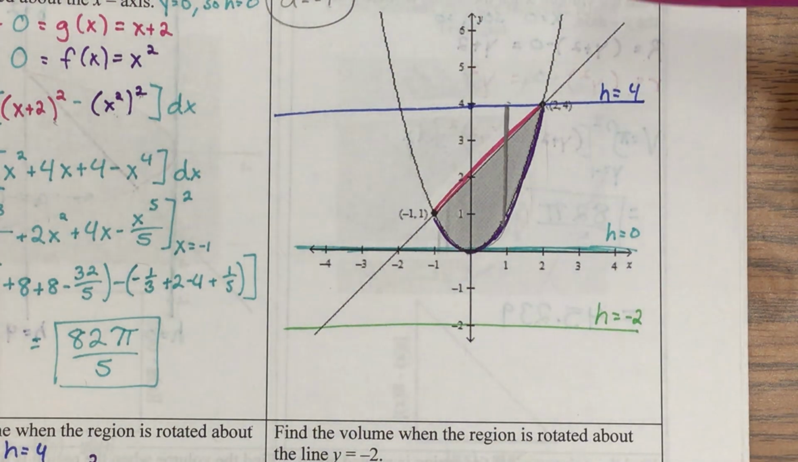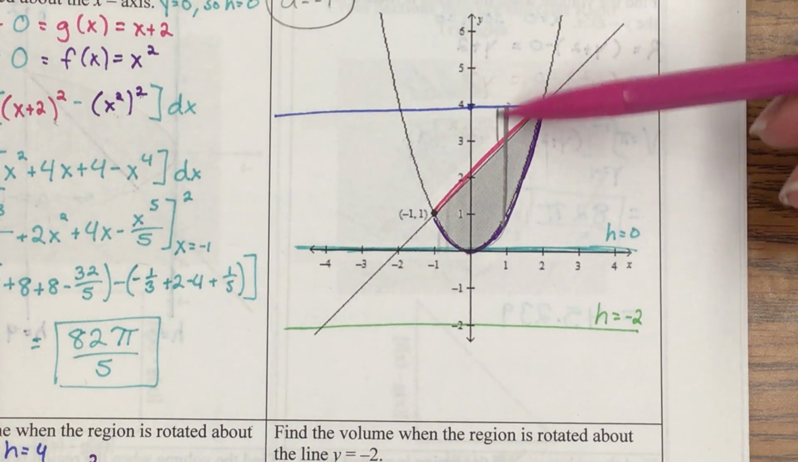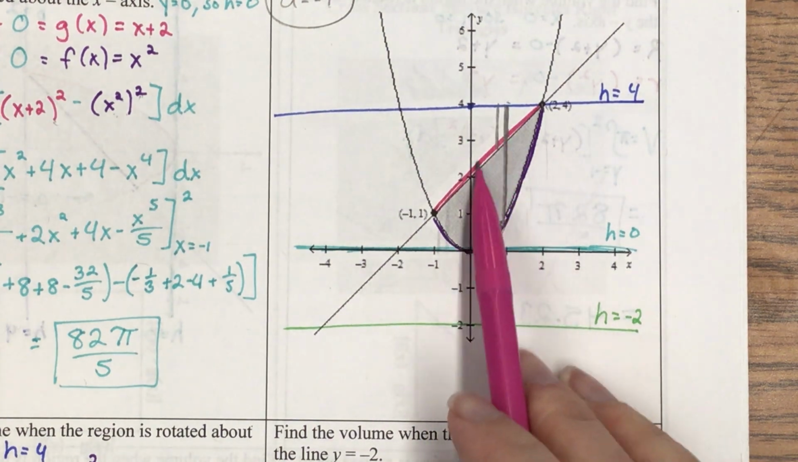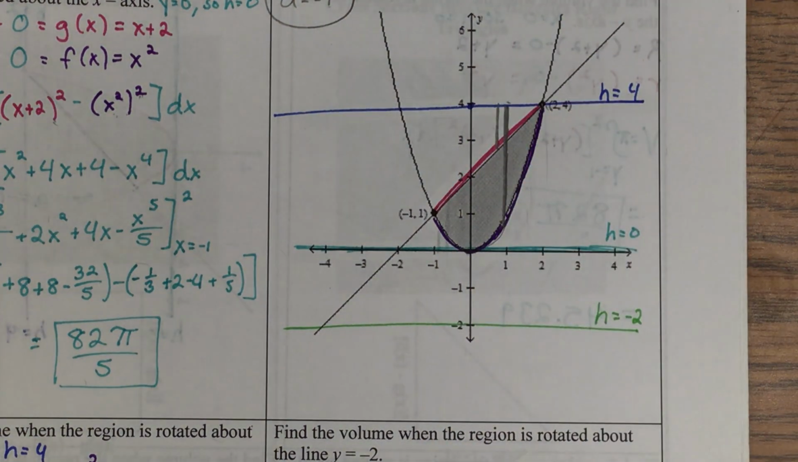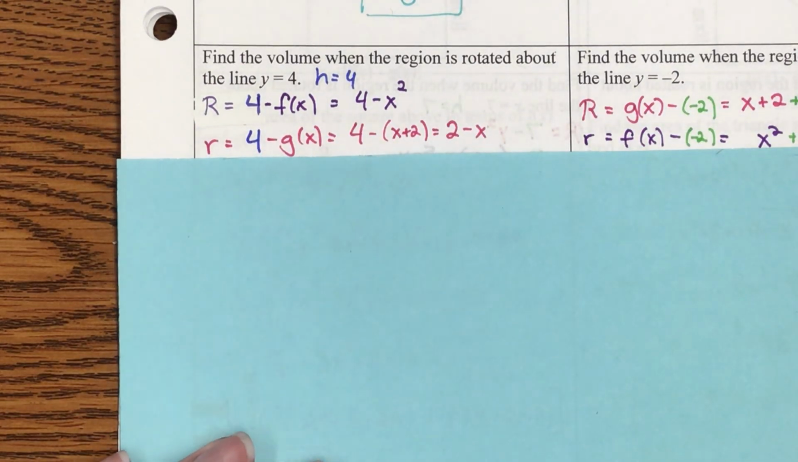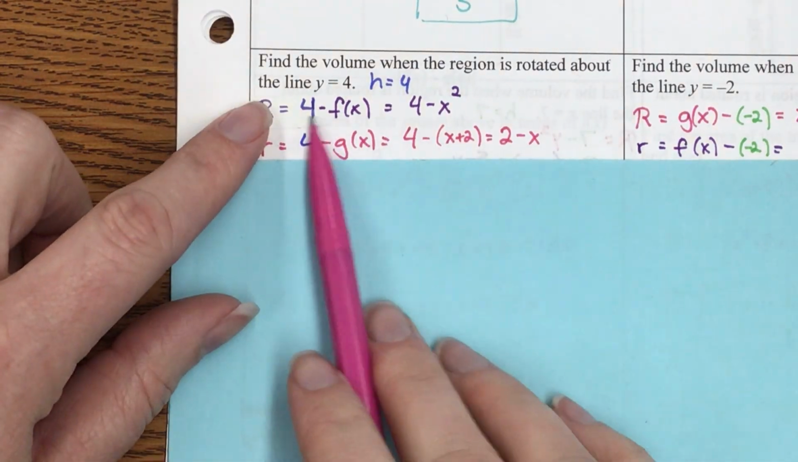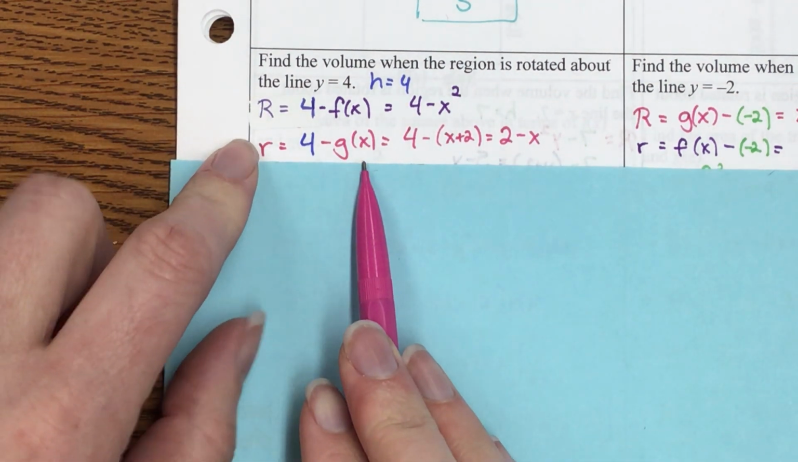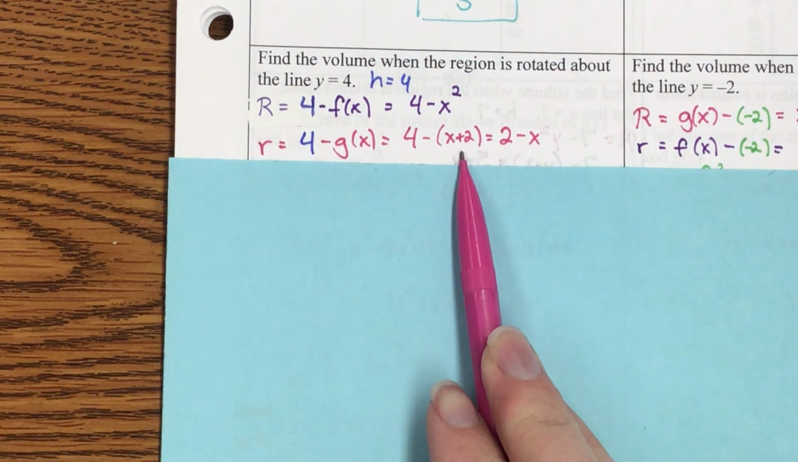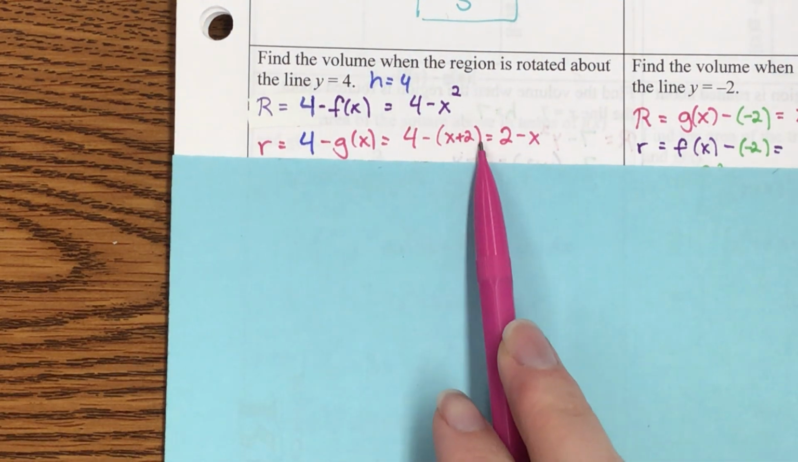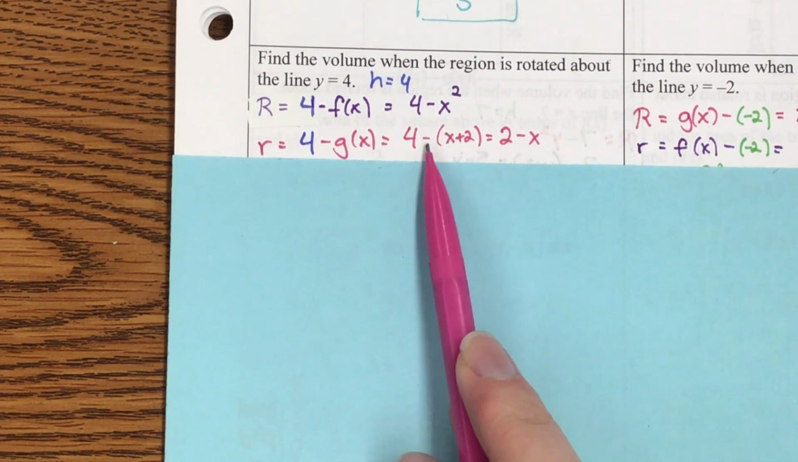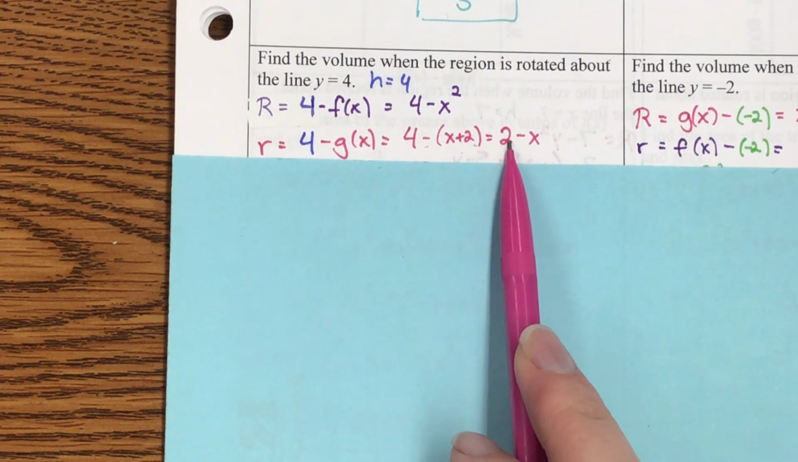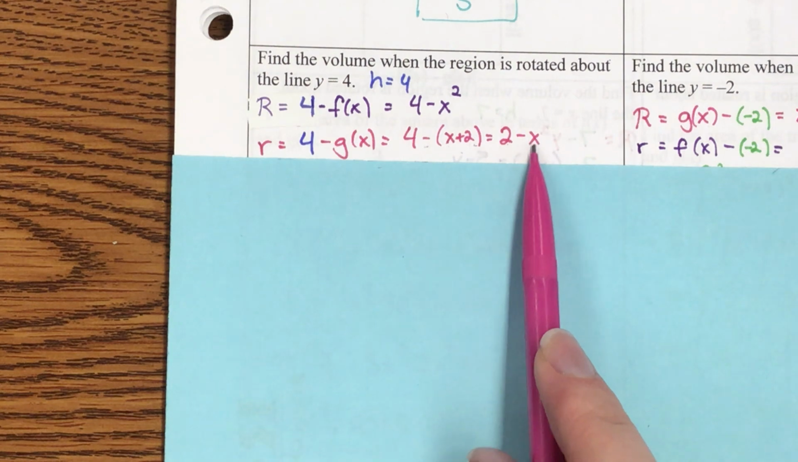For pink, for little r, that's going to be similar. That radius is here when we rotate, right? So it's going to be 4 minus the pink function, which was x plus 2. Okay, so I've got those two functions here, 4 minus f of x, so 4 minus x squared. But little r is 4 minus g of x. Notice that I put g of x in parentheses, and that's because we should be subtracting the whole g of x function. So that's subtracting x and subtracting 2. I combined like terms, 4 minus 2 is 2, and then minus x is negative x right there.